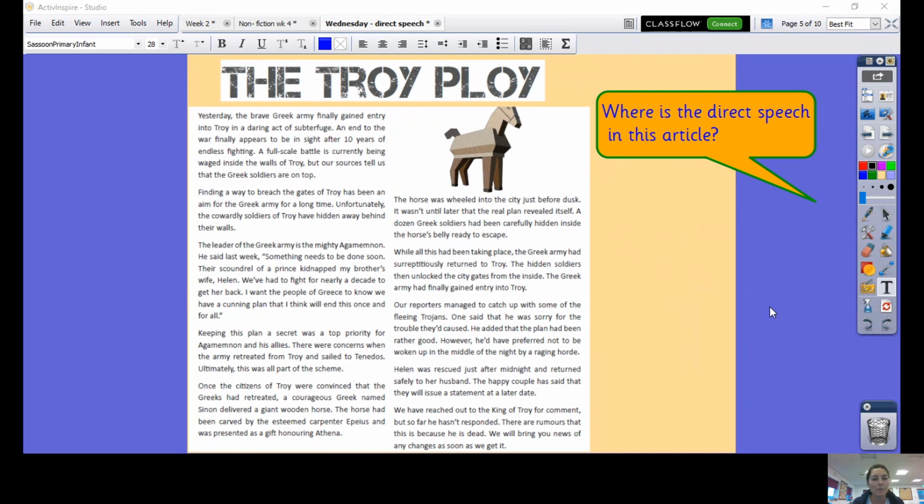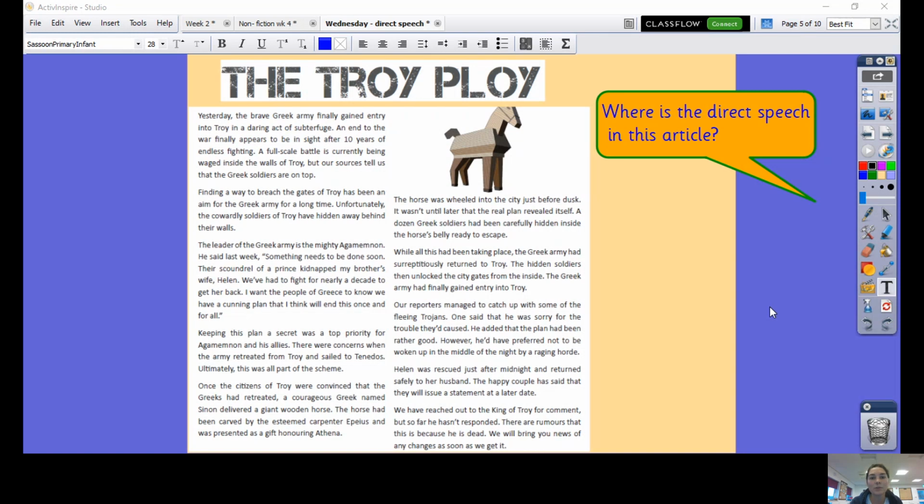There were concerns when the army retreated from Troy and sailed to Tenedos. Ultimately, this was all part of the scheme. Once the citizens of Troy were convinced that the Greeks had retreated, a courageous Greek named Sinon delivered a giant wooden horse. The horse had been carved by the esteemed carpenter Epheus and was presented as a gift honouring Athena. The horse was wheeled into the city just before dusk, and it wasn't until later that the real plan revealed itself.